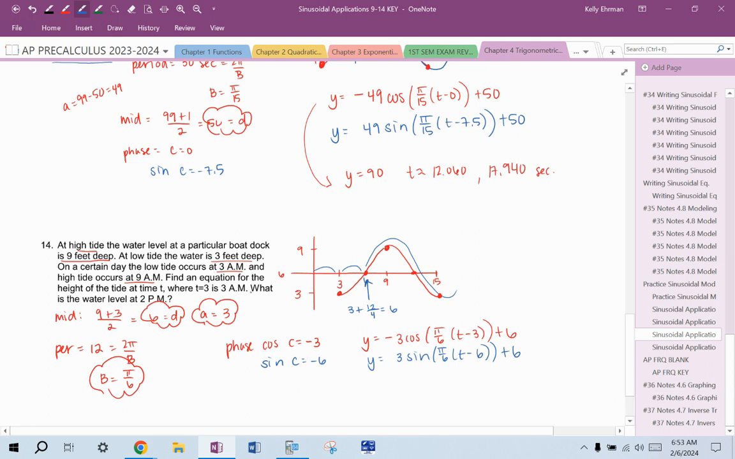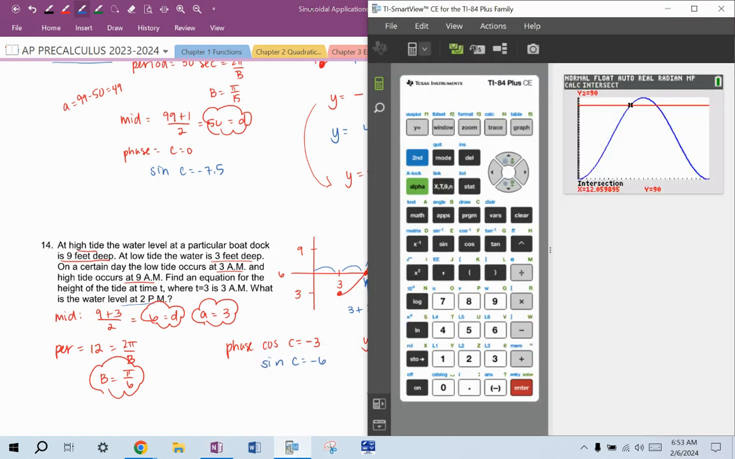And there's a question here that says, what is the water level at 2 p.m.? So we're thinking military time here, right? Because t equals 3 is 3 a.m. So we're not going to be plugging in 2. 12 would be 12 p.m. So you're going to be plugging in 14. You can plug it into either one of those functions.